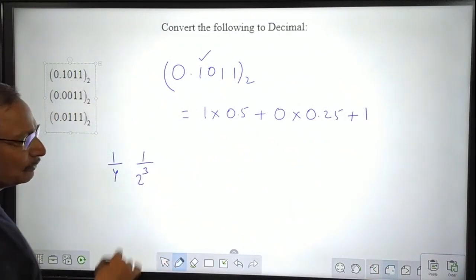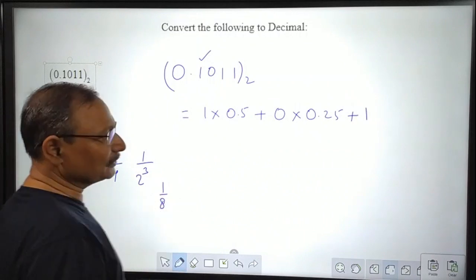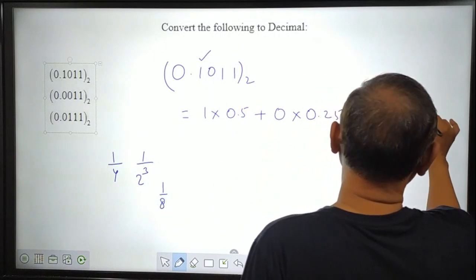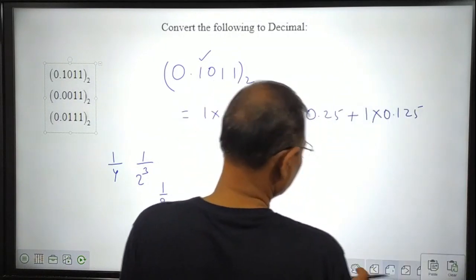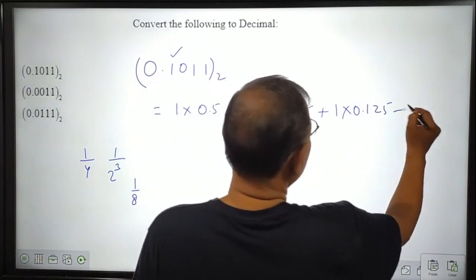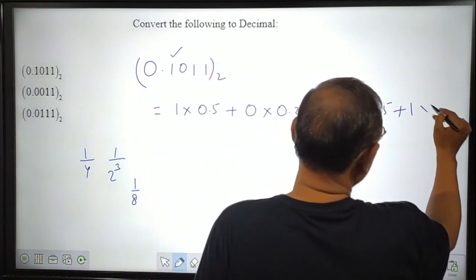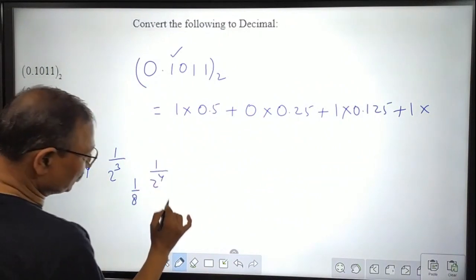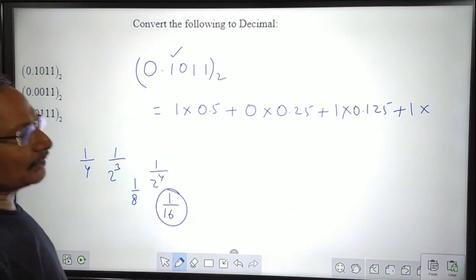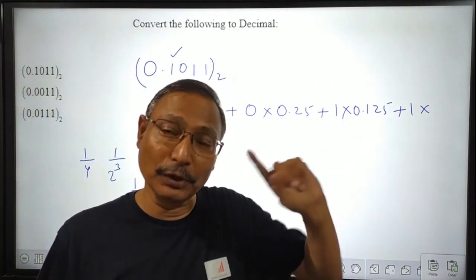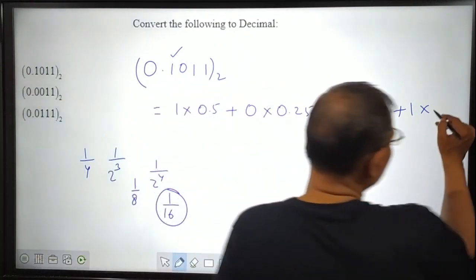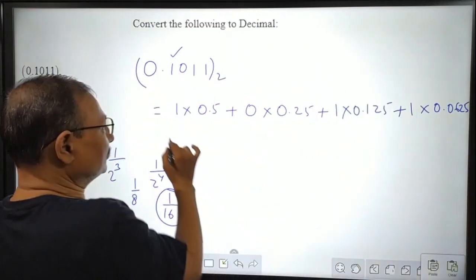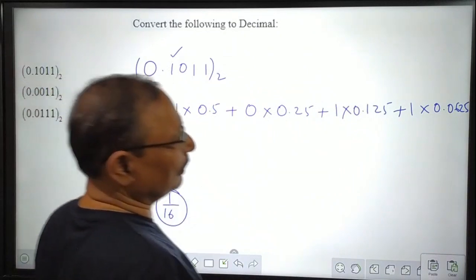that means 1 by 8, which we can write as the cube of 0.5, that means 0.125. And finally this one we are supposed to multiply by 1 by 2 to the power 4, that means 1 by 16, which we can write as 0.5 to the power 4, and that is equal to 0.0625.